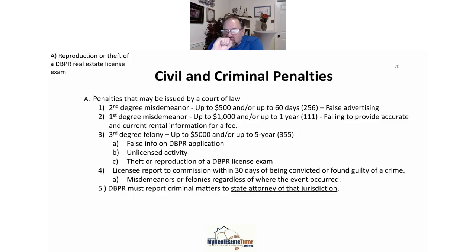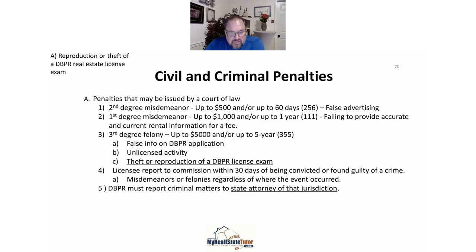And again, this is going to be associated on the state exam with failing to provide accurate and current rental information for a fee. You remember that in our studies. So the civil and criminal penalties in Florida under first-degree misdemeanor, 111, up to $1,000, 1 year in prison. The answer you're going to see on the state exam is failing to provide accurate and current rental information for a fee.